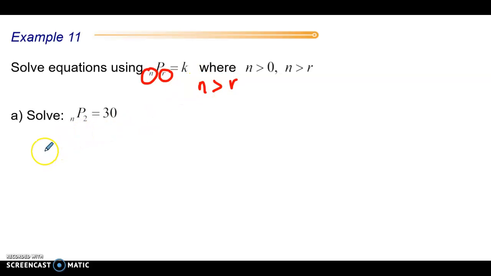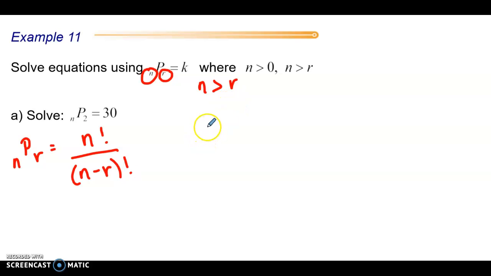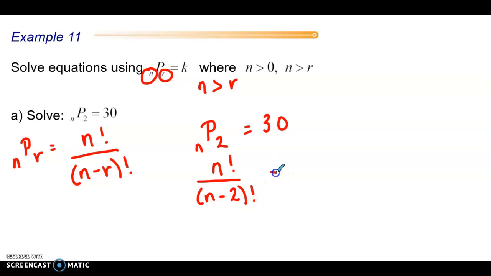Let's take a look at A. Solve nP2 equals 30. So first of all, I'm going to write the permutation formula. The general formula is given, n factorial over n minus r factorial. In this particular example, we're going to rewrite using our formula where n remains n and r is 2. So we're just going to replace that into the formula. We have n factorial over n minus r, or n minus 2 in this particular case, factorial.